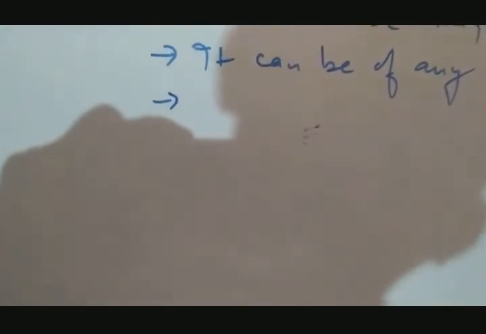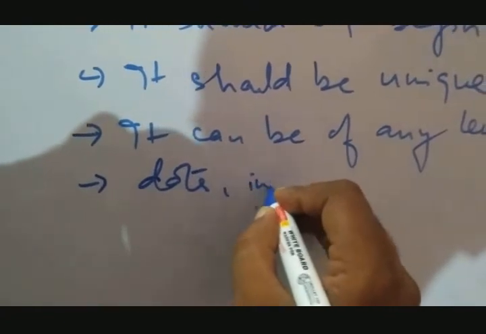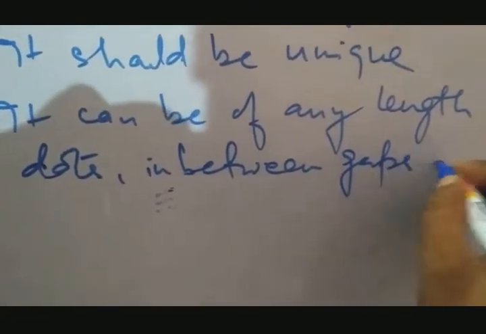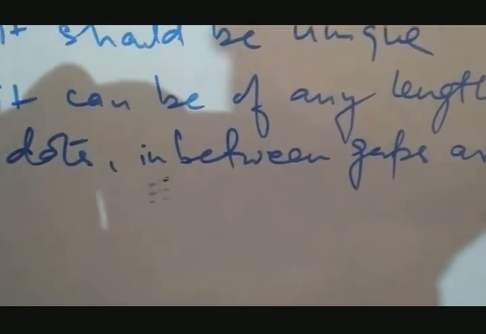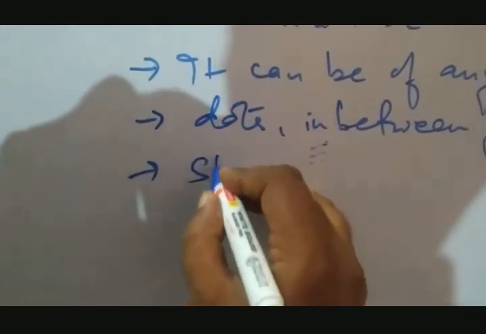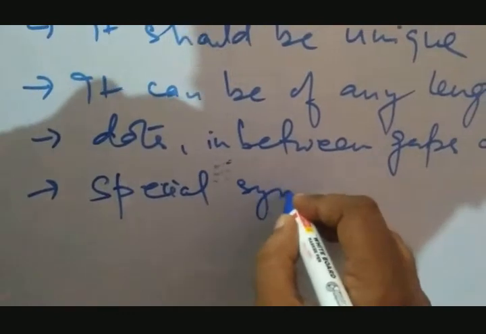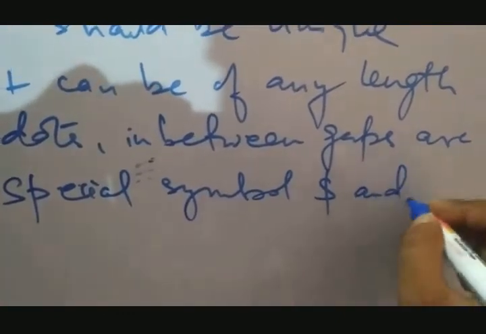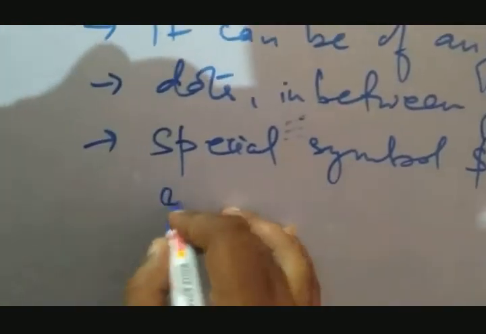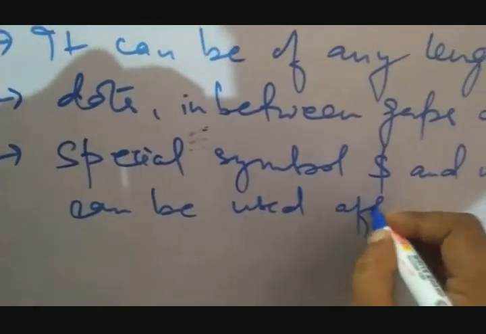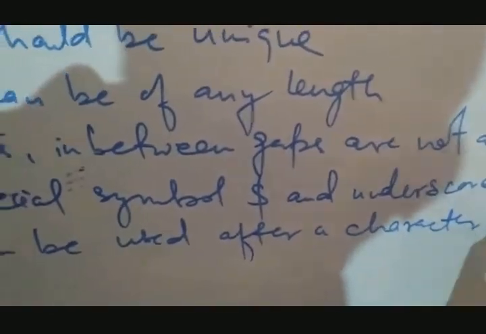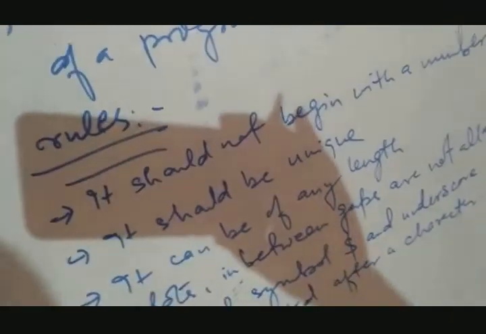Dots and gaps in between are not allowed. Special symbols such as dollar and underscore can be used after an alphabet. Special symbols dollar and underscore can be used after a character. This is what you have to remember. This is about the identifiers. These are the rules you must remember.